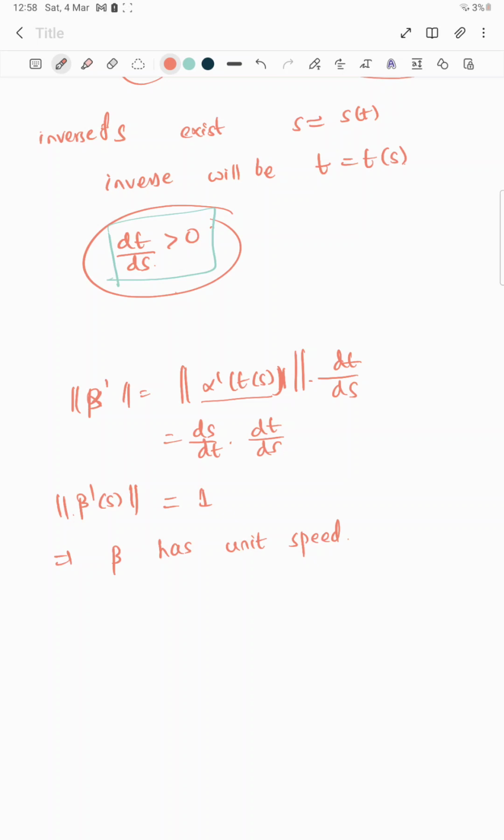We will see examples on the speed of a curve, the arc length function, and also unit reparameterization in the upcoming videos.